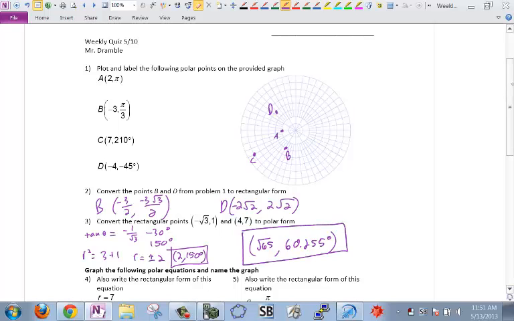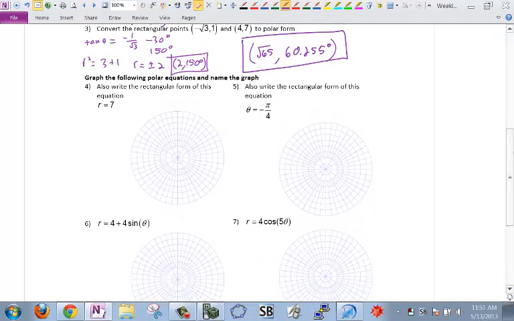Okay. Number 4, r equals 7. That's a basic polar. That's a circle. So we go to radius 7. 1, 2, 3, 4, 5, 6, 7. So here's the graph of it. And that's a circle centered at the origin with a radius of 7. So that's going to be x squared plus y squared equals 49.